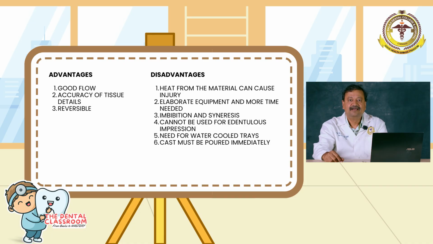To summarize, agar can be definitely used as a final impression material in fixed prosthodontics, taking care to minimize certain difficult aspects and to take advantage of its good properties. We can use it as a final impression material in fixed partial denture work. So, students, I hope you have got the gist of this material agar, as it is used in fixed prosthodontics as a final impression material to make crowns and bridges.